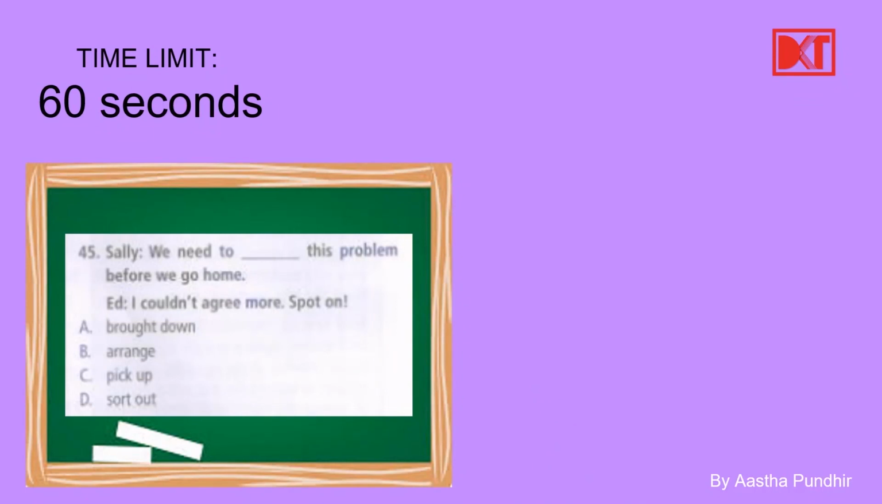This problem before we go home. It says, I couldn't agree more, spot on. Options: A, we need to break down this problem. B, we need to arrange this problem. C, we need to pick up this problem. Or D, we need to sort out this problem. The correct answer is D. We need to sort out this problem, which means solve it. Alright?